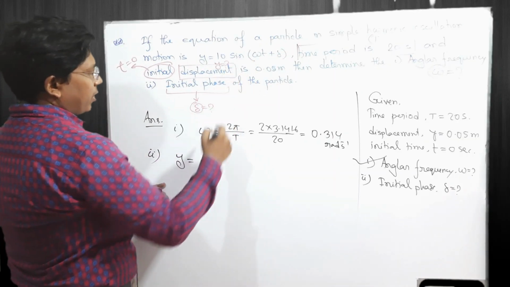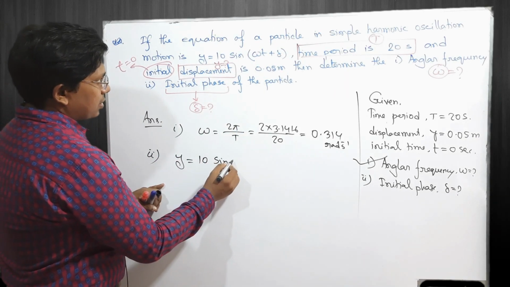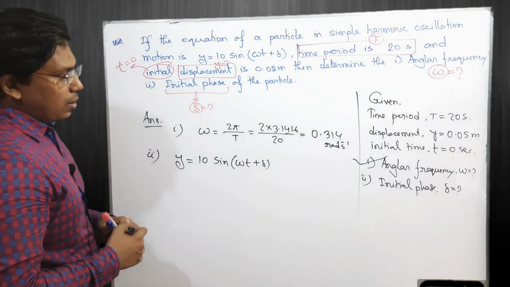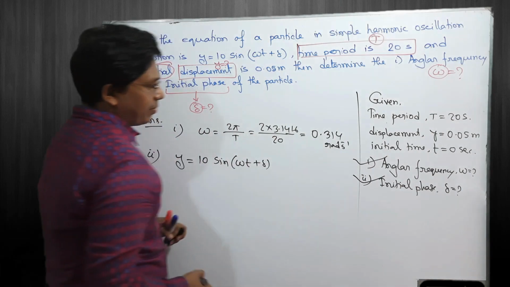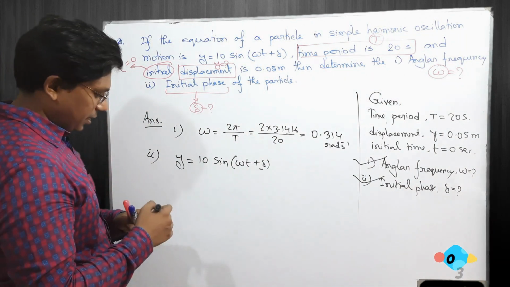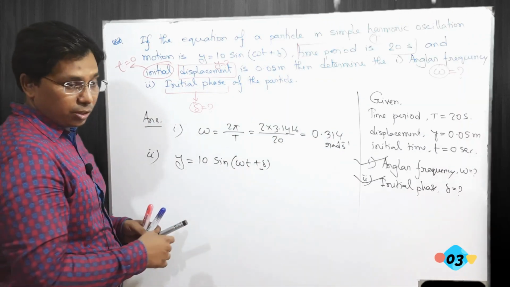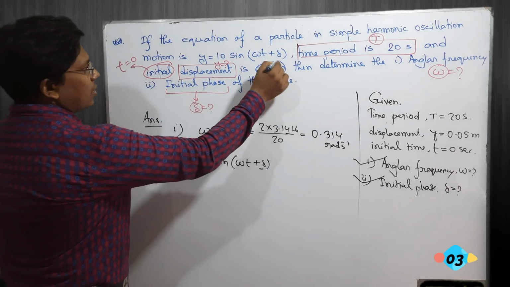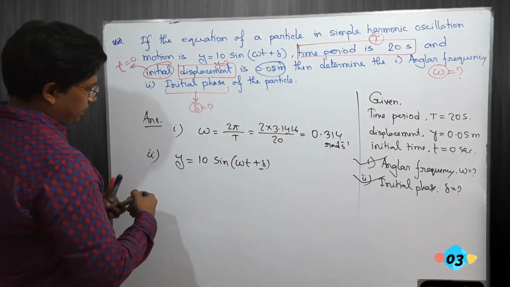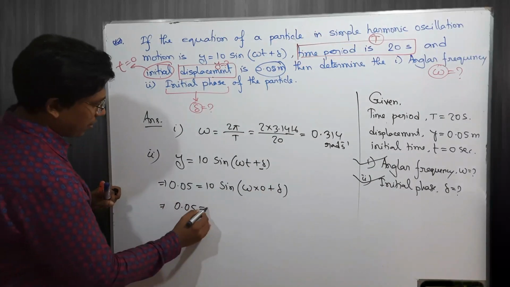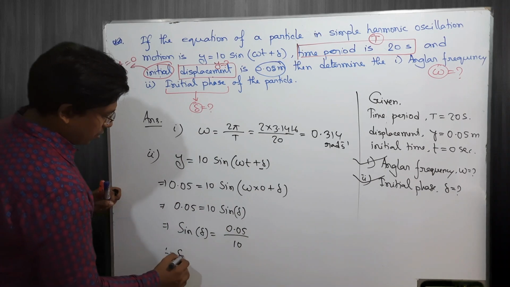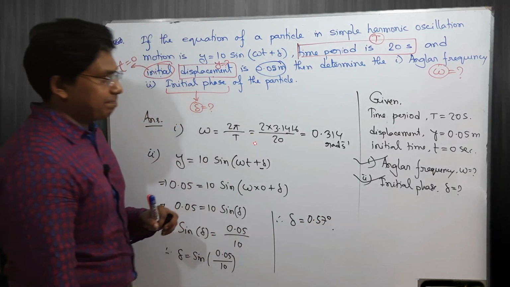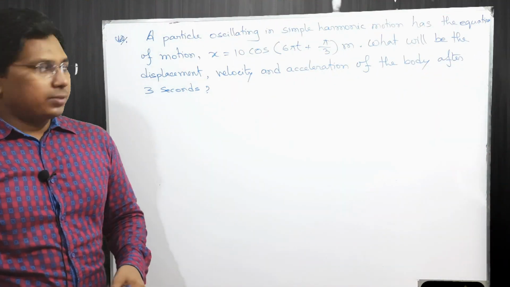Now for the second one, we consider the given equation y equals 10 sine omega t plus del. Now we need to determine the initial phase, del. This is the del. At the initial time, small t equals 0, and the displacement is 0.05. The result is in degrees. It's a very important math.